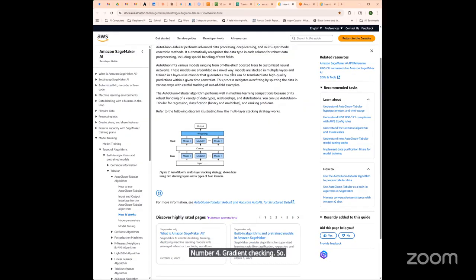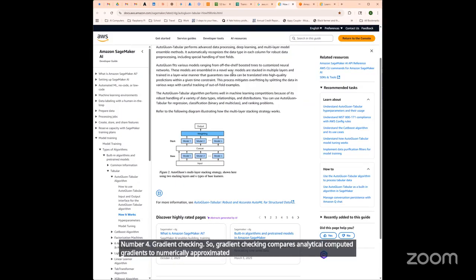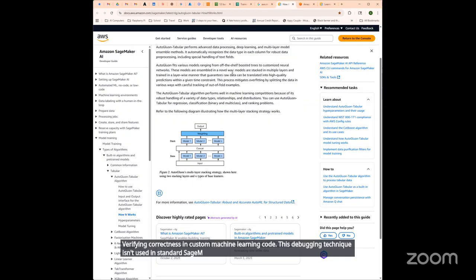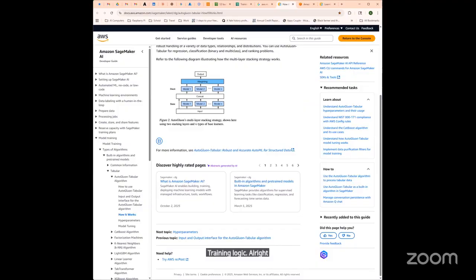Gradient checking compares analytically computed gradients to numerically approximated gradients, verifying correctness in custom machine learning code. This debugging technique isn't used in standard SageMaker workflows, but helps validate implementations when building custom training logic. For LSTM training on sequential data, you'll need to use custom PyTorch or TensorFlow containers, define your architectures, and then ensure you're using the frameworks' built-in implementations to handle gradient flow properly.